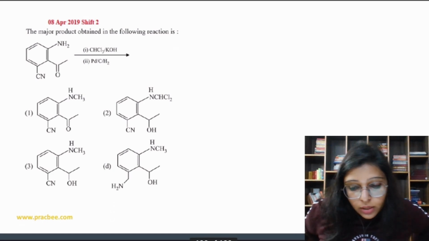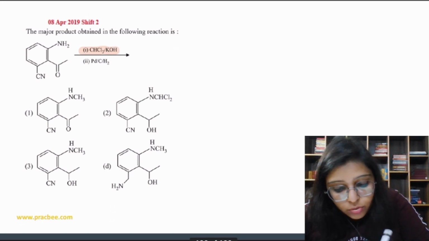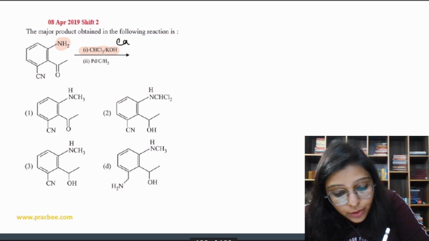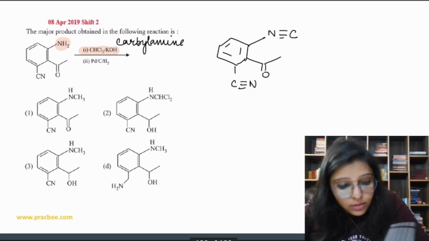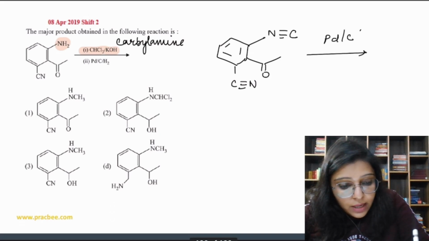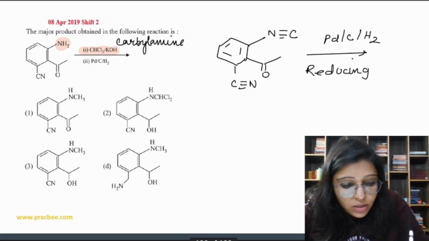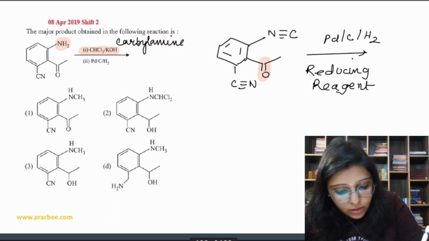Now, next question. We have the major product obtained in the following reaction. So we have CHCl3, KOH, and we have a 1 degree amine. So we are going to do the carbylamine reaction. Carbylamine, so we write C triple bond N. Here we write N triple bond C, and double bond O, and this. Then we have palladium, carbon and H2. So this is the reducing agent.